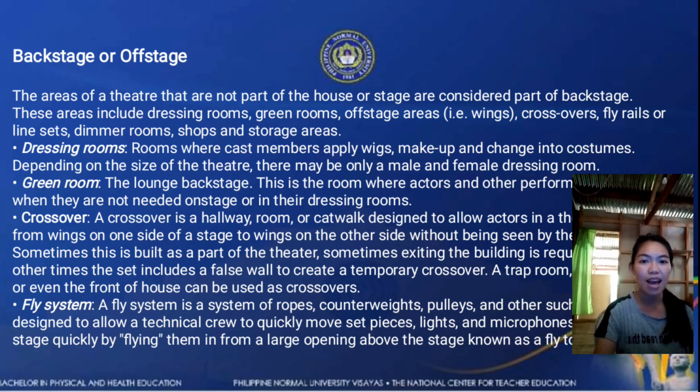Next is the fly system. A fly system is a system of ropes, counterweights, pulleys, and other such tools designed to allow a technical crew to quickly move set pieces, for example the lights and the microphone, on and off stage by flying them in from a large opening above the stage known as a fly tower or a fly space.